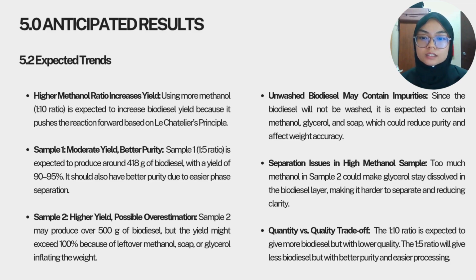And the last one, what we can conclude from here is the trade-off between quantity and quality. Overall, the 1 to 10 ratio is predicted to yield greater biodiesel quantity, but with lower purity and potential processing challenges, while the 1 to 5 ratio is expected to produce less biodiesel but with greater phase separation efficiency and fewer contaminants.